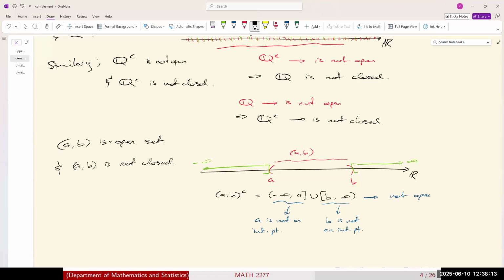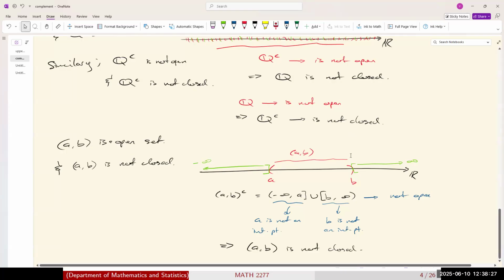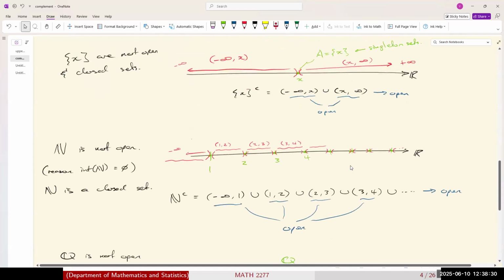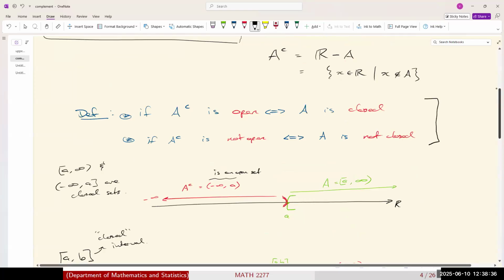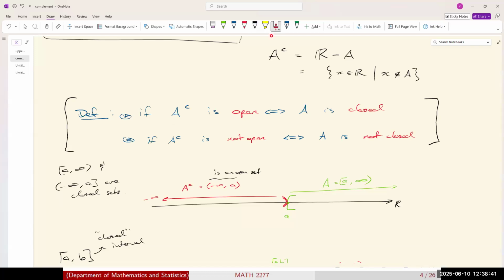Okay, so it's not a closed set because its complement is not open. If the complement is not open, that means the original set is not closed. And again, everything that we've talked about so far comes from this definition, right? If the complement of a set is open, that means the original set is closed. Or, said another way, if the complement of a set is not open, then the original set is not closed.